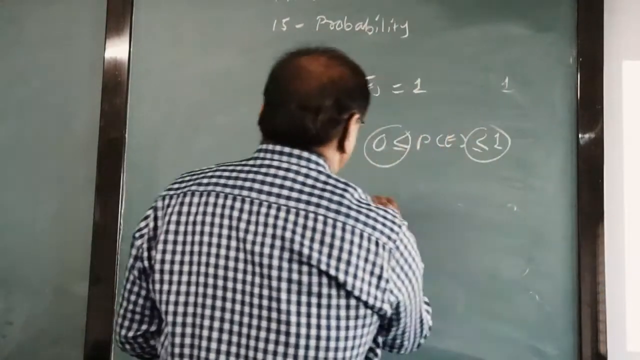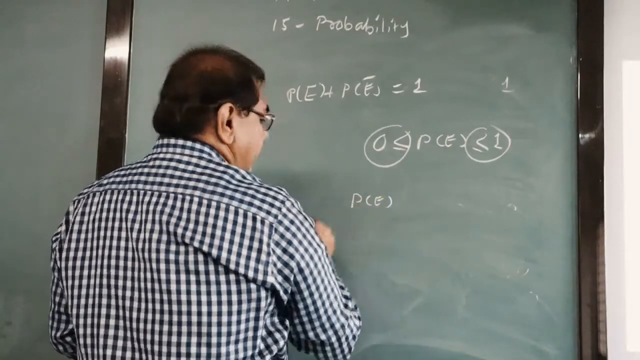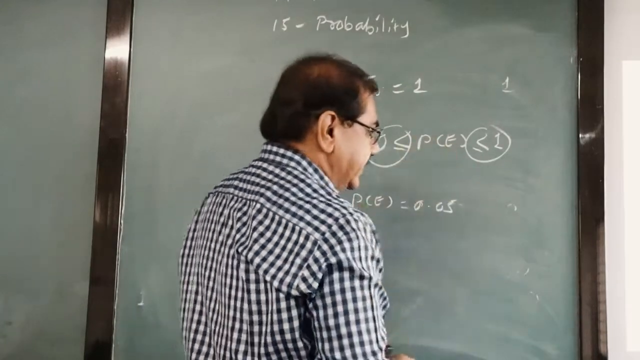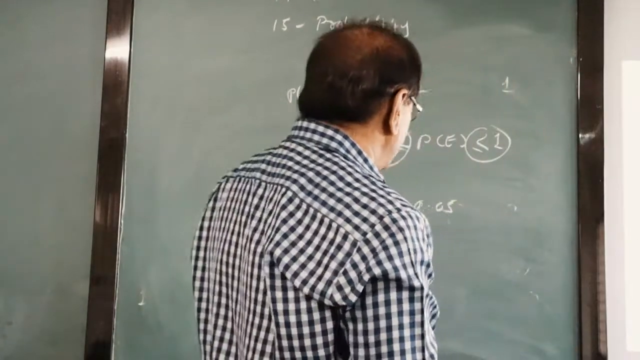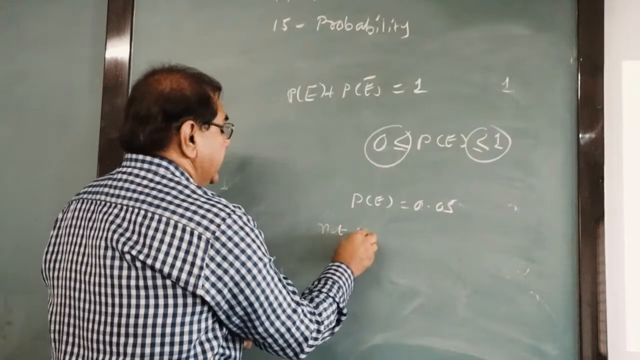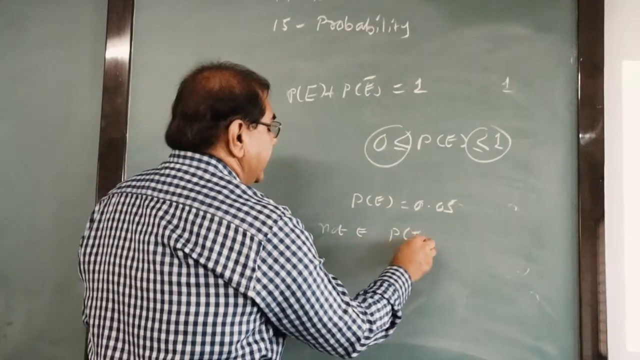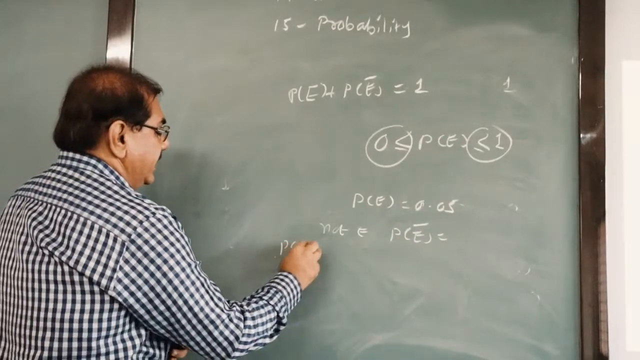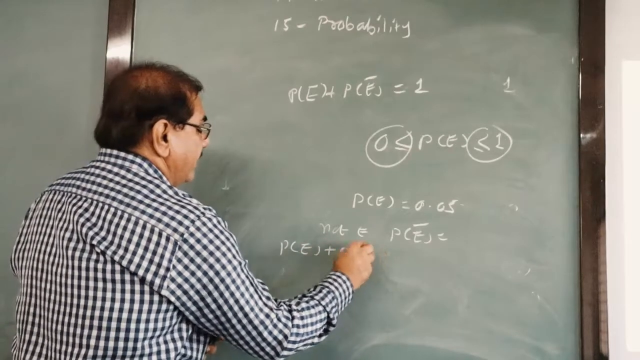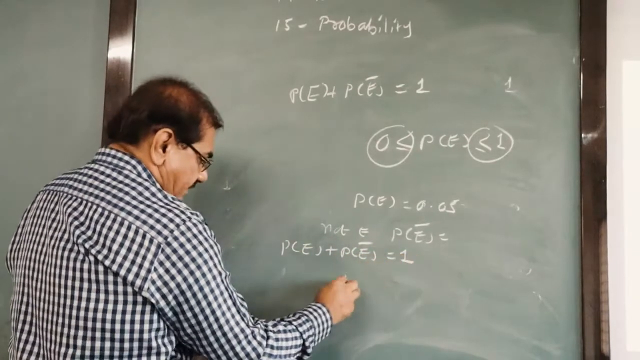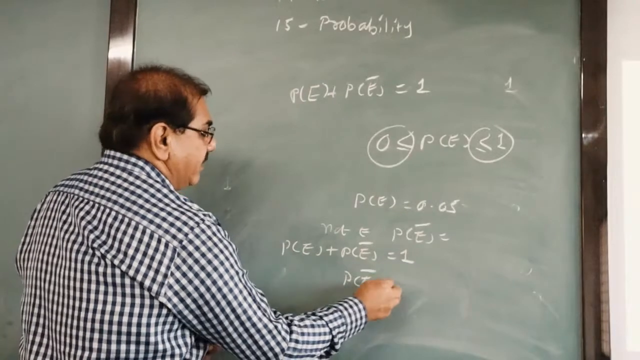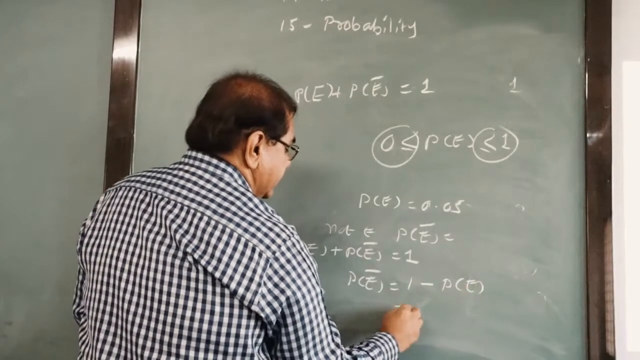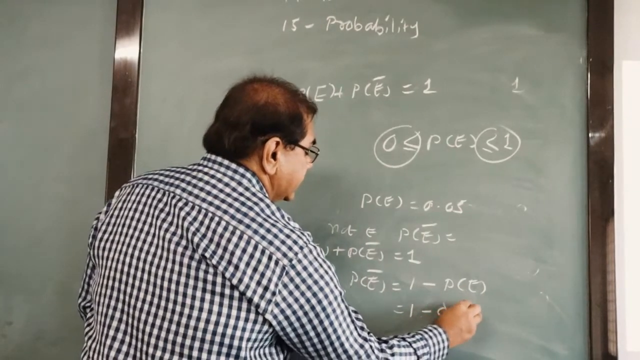Question number 5. P of E, that is probability of the event, is 0.05. Then what is the probability of not E? That means probability of E complement. We know the formula: P of E plus P of E complement is equal to 1. I want to find out P of E complement, so it is 1 minus P of E. So it is 1 minus 0.05.